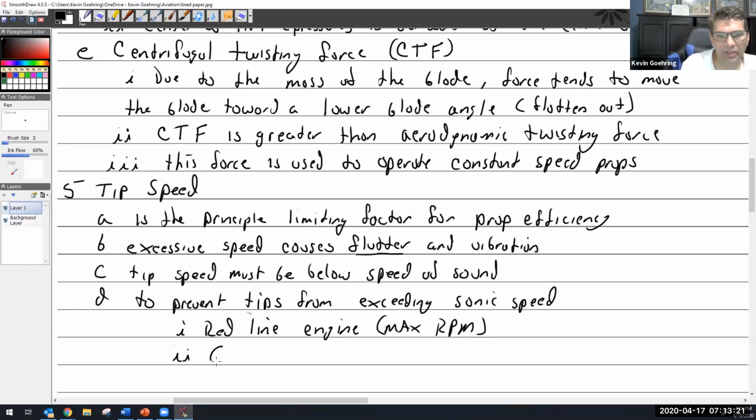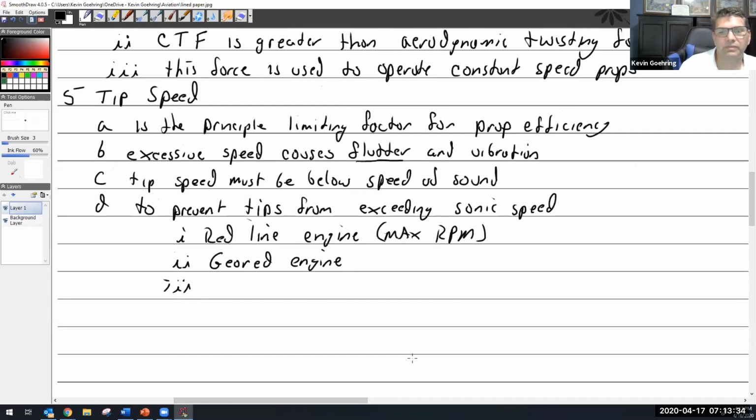Well, you can gear down the engine. You can use a geared engine, or you speed up the engine or slow down the prop, or shorten the prop. Shorten the prop and widen the blades, if you will, but I'll just put shorten the prop.